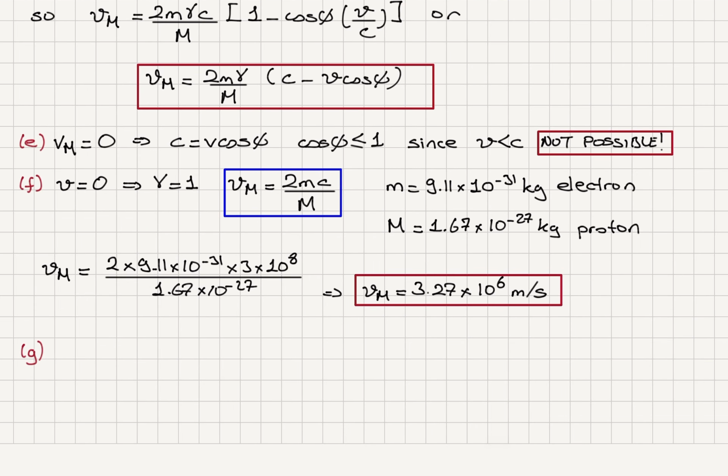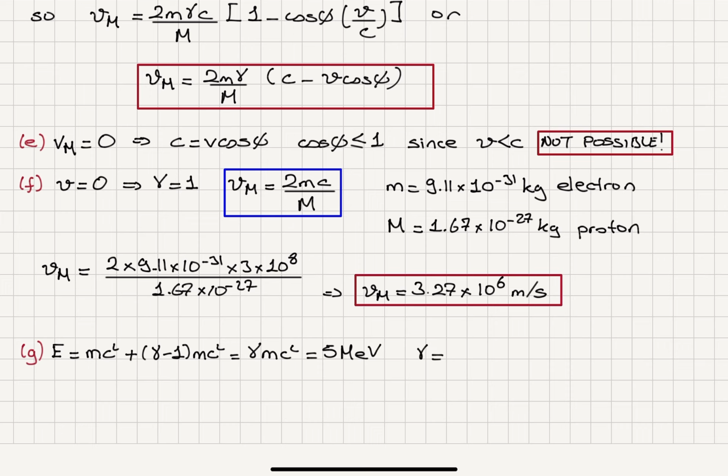Okay. The total energy of the electron is its rest energy, mc square, plus the kinetic energy, gamma minus 1 mc square, which is gamma mc square, and this is equal to 5 mega electron volts. Okay, so I can solve for gamma here.